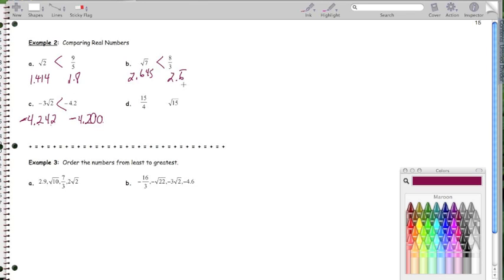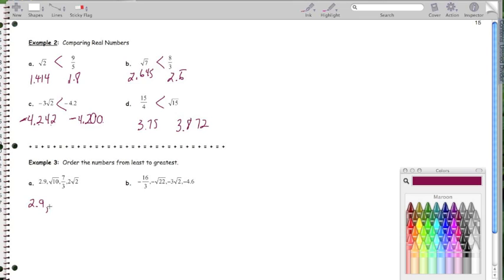Last one, 15 over 4. 15 divided by 4 is equal to 3.75. Then I have the square root of 15. Square root of 15 is 3.872. So another less than sign. This one number is bigger. Square root of 15 is larger than 15 over 4. So we did this whenever we studied rational numbers with fractions and decimals. Now we're just throwing in the square roots.